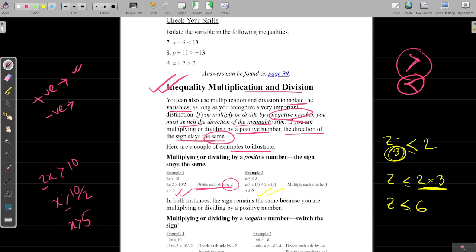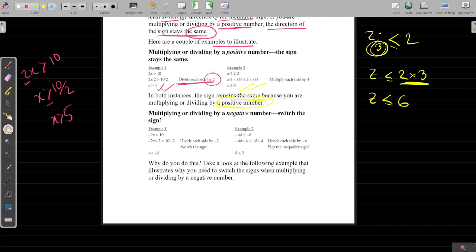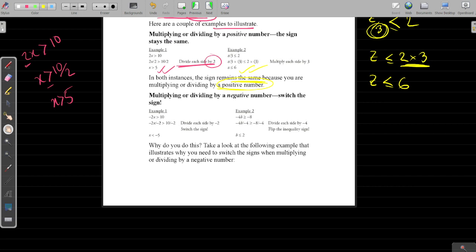Now in both instances, the sign remains the same. Why is the sign remaining the same? Because you are multiplying or dividing by a positive number. This is written here. Now going to the next one, multiplying or dividing by a negative number. So if you divide or multiply by a negative number, then your sign will be reversed.